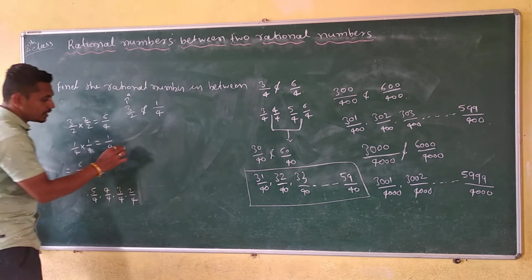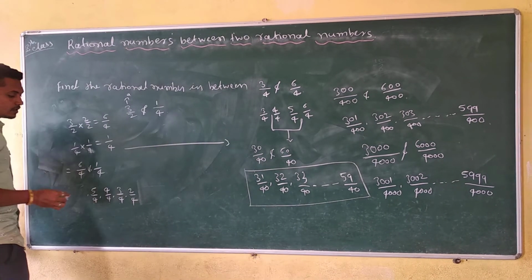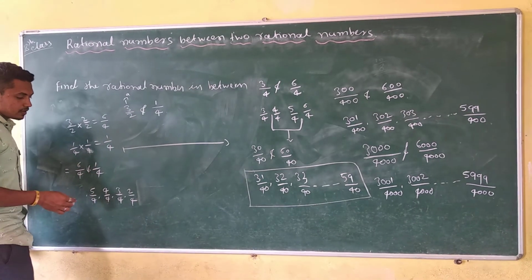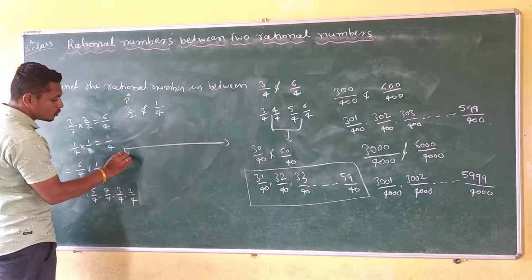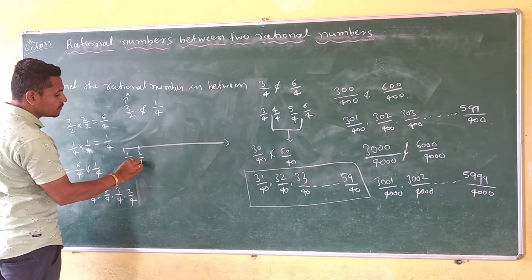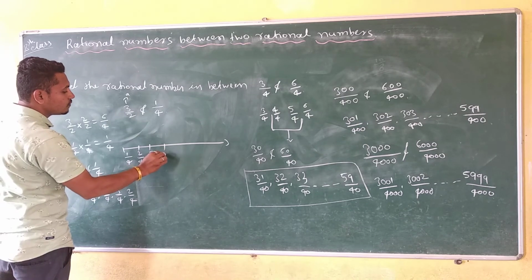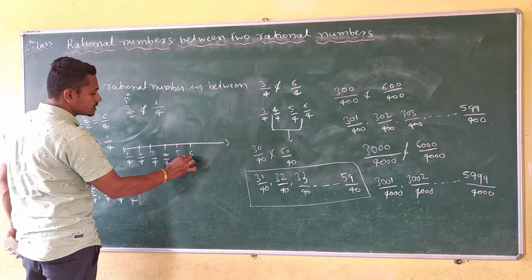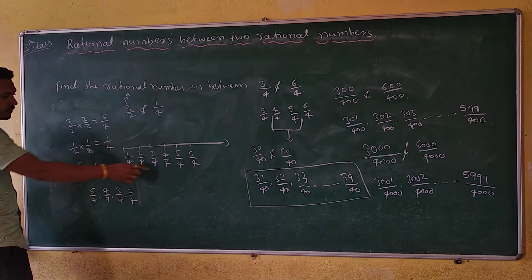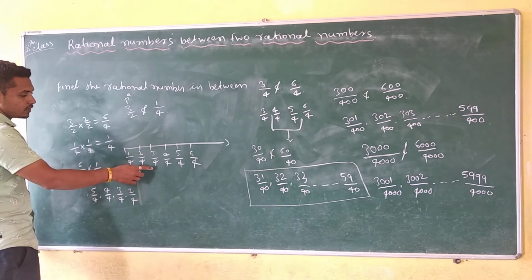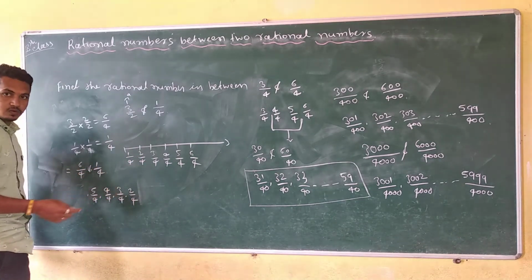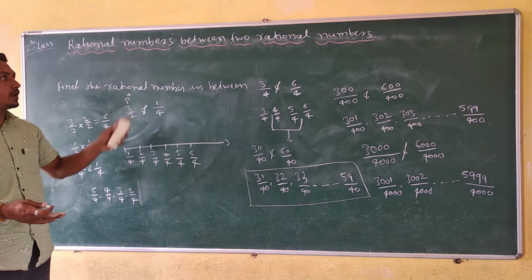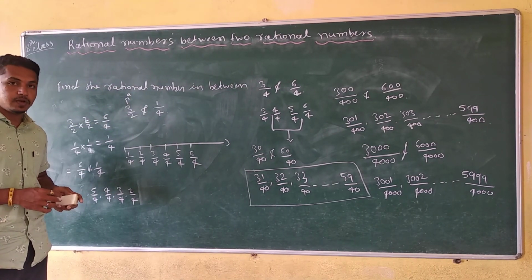How is it done? See here, this is one number line. Start from 1 divided by 4, then 2 divided by 4, 3 divided by 4, 4 divided by 4, the next 5 divided by 4, 6 divided by 4. Like that, we have to find the rational numbers between two rational numbers.